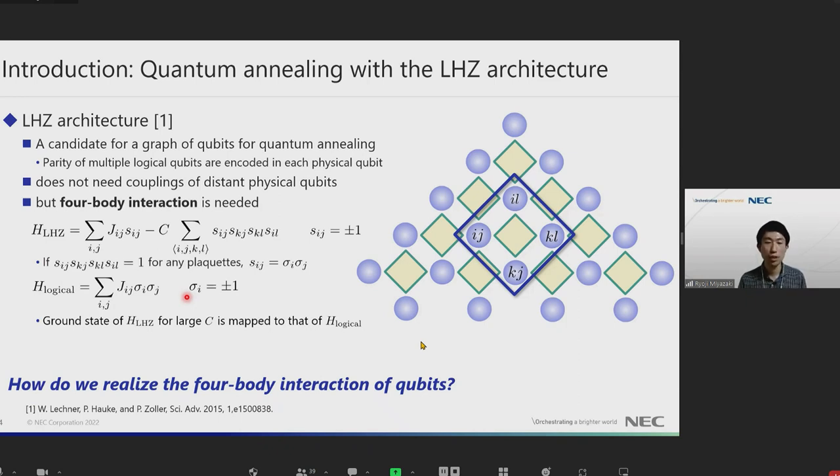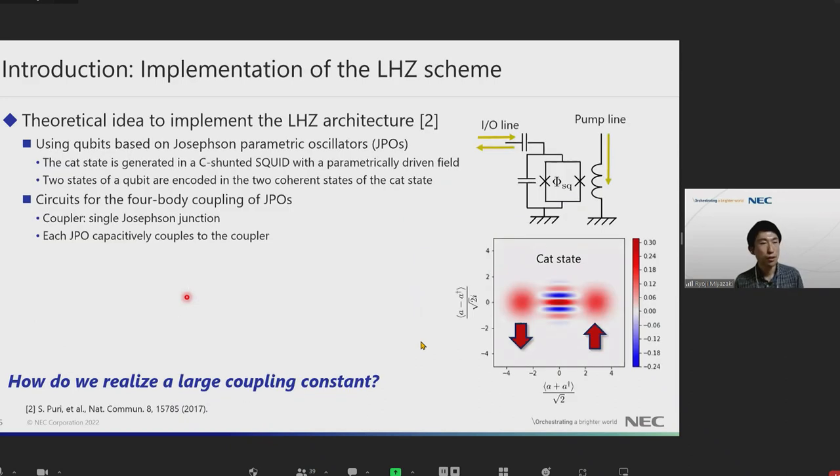How do we realize the four-body interaction and qubits? The theoretical idea to implement the LHZ architecture has already been proposed in the paper written by Lechner et al., where qubits based on Josephson parametric oscillators are used. Qubits based on JPOs are based on the cat states generated in a SQUID with a parametrically driven field. This is a schematic figure of the circuit for our JPO. The two states of a qubit are encoded in the two coherent states of the cat state, like this figure showing the Wigner function of the cat state that has two coherent states corresponding to the two states of the qubit.